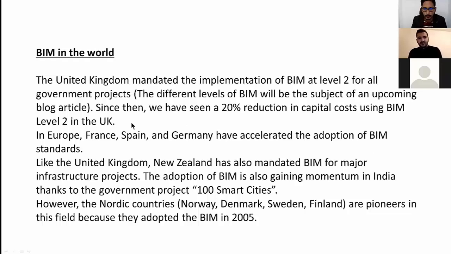In Europe, for example, France, Spain and Germany have implemented the adoption of BIM standards. Like the United Kingdom, New Zealand has also mandated BIM for the majority of infrastructure projects. The adoption of BIM is also gaining momentum in India, thanks to the government project of 100 smart cities. However, the Nordic countries like Norway, Denmark, Sweden, Finland are pioneers in this field because they adopted BIM in 2005.